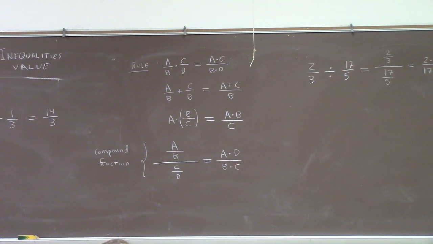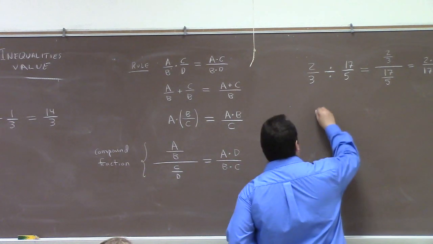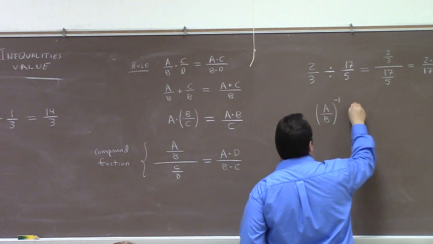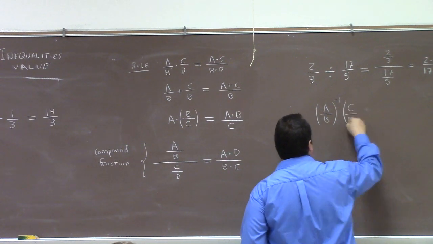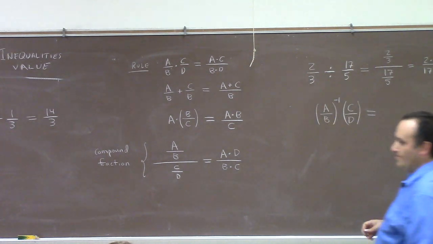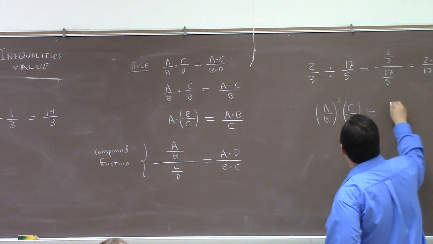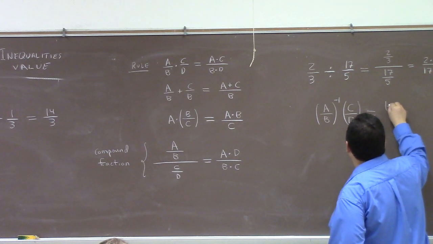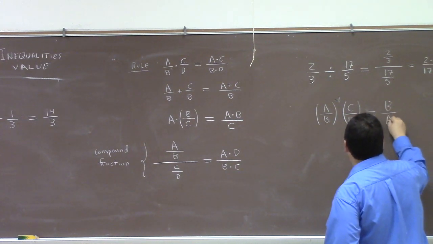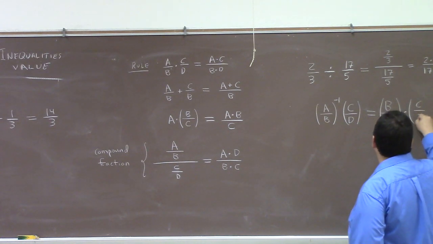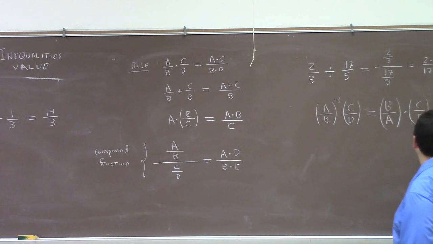One other thing I should talk about here, which is, what if you have something like A over B inverse times C over D? It's called death by fractions. What do you do? There are different ways to look at it. One way to look at it is when you have an inverse, you just flip the fraction and multiply. So we get, you can do it like that.